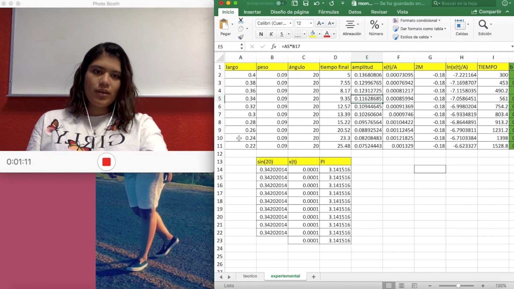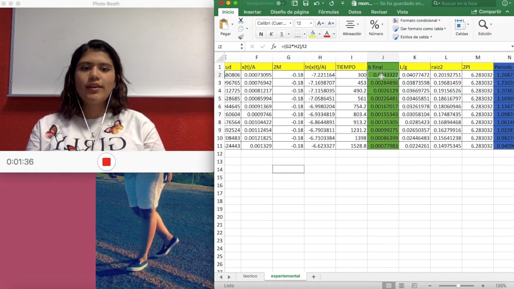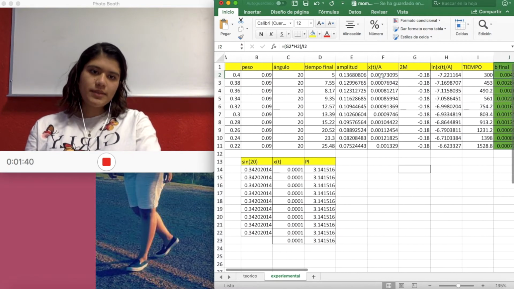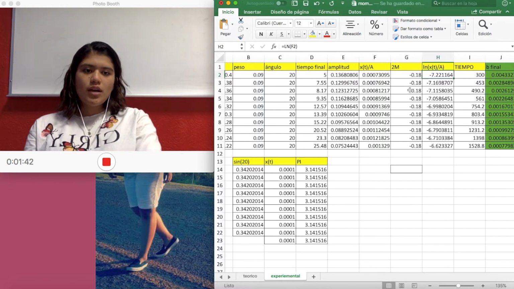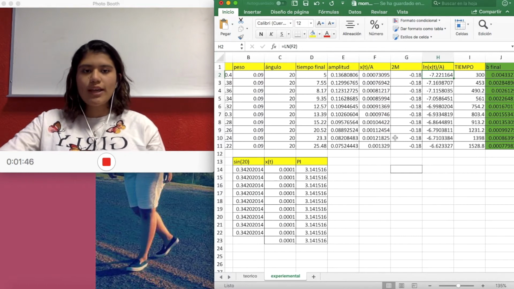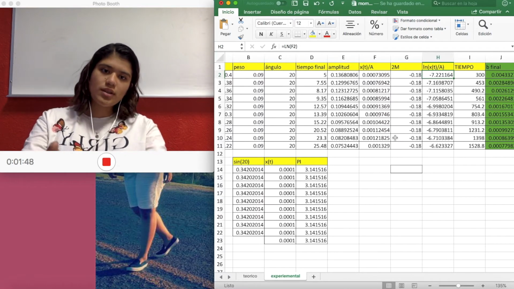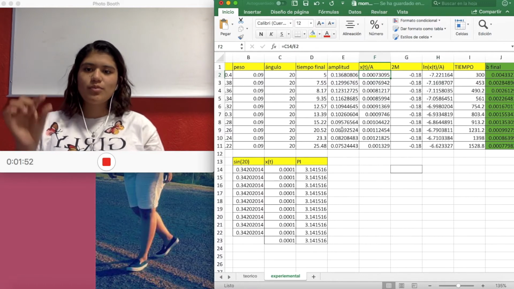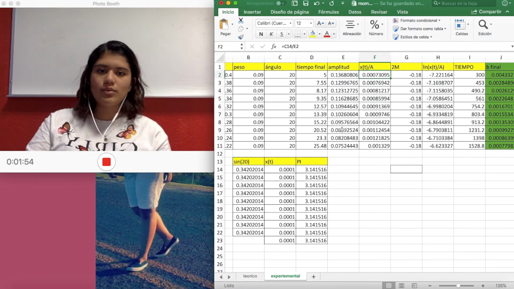The amplitude of each one. Here we have the final damping. For this final damping, you need to use a logarithmic function, so you can't put zero in there. You need to put 0.0001, or one number just right behind 0.